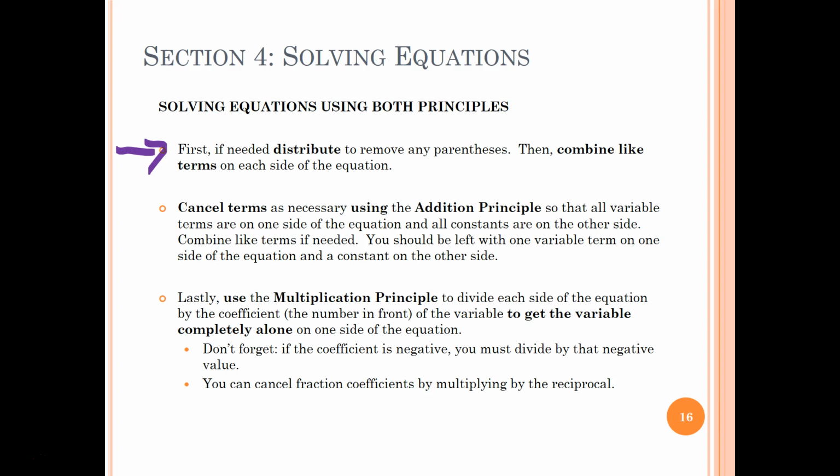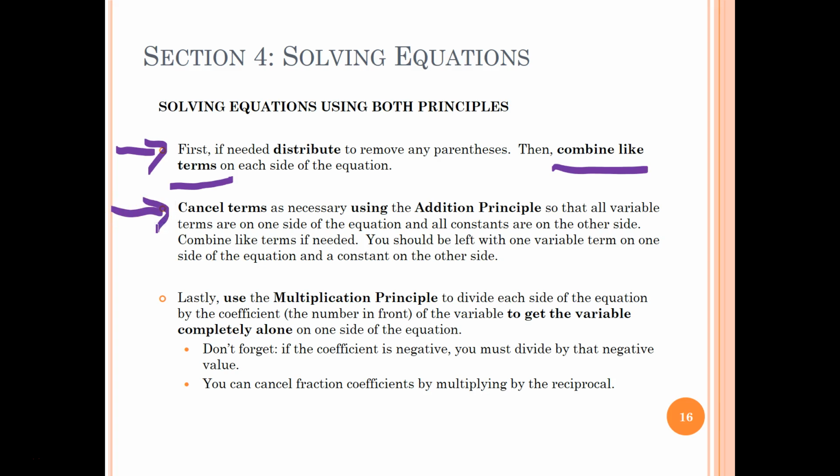Once we do that, the next step is to combine your like terms. For instance, combine all your x terms and all your constants, and then we'll be able to go ahead and move our constant terms to one side of the equation and our terms involving the variable to the other. And that's what brings us to the second step.